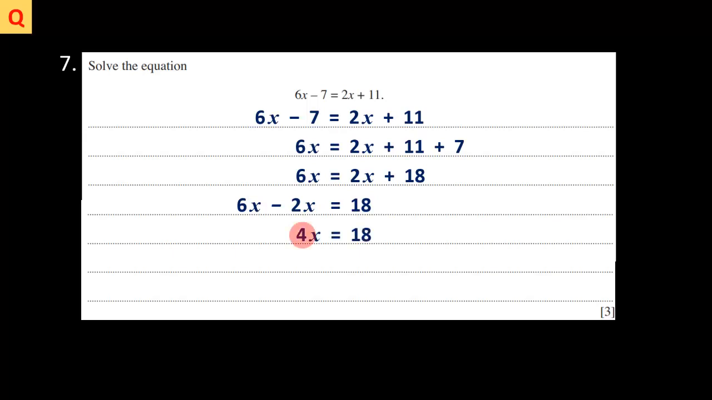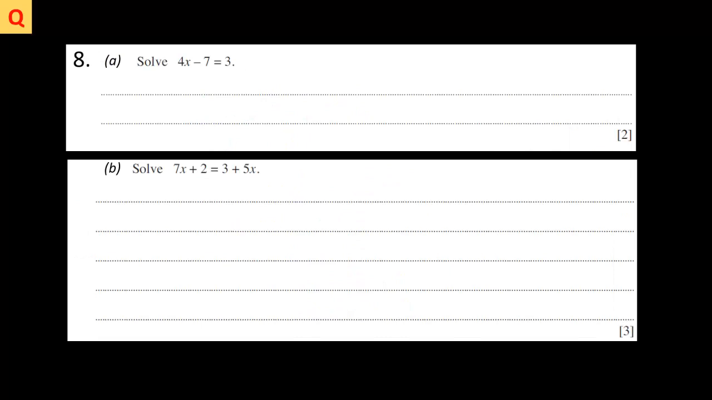Have we got x on its own? No. There's a 4 multiplying it. Move the 4 from left to right. It'll do the opposite. 18 divided by 4, 4.5. There we go. There's number 7. Oh, number 8's got 2 parts. Let's have a look at the first one.